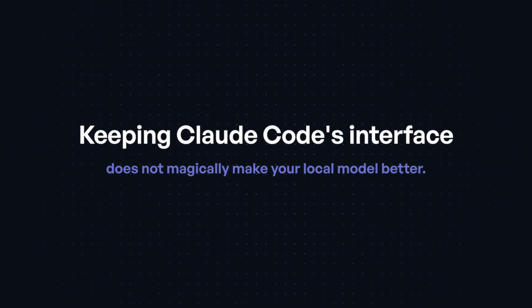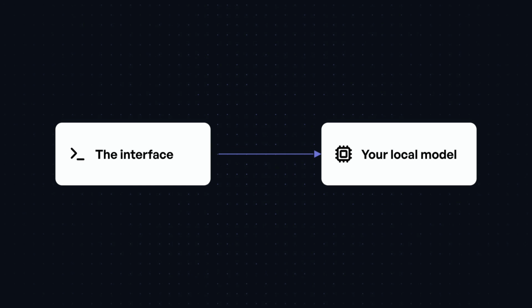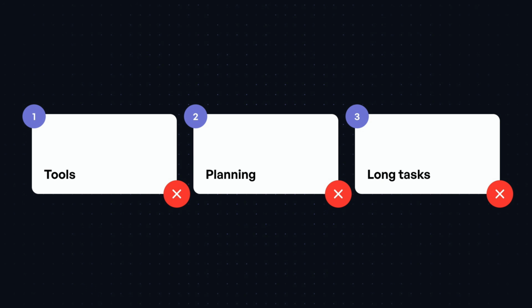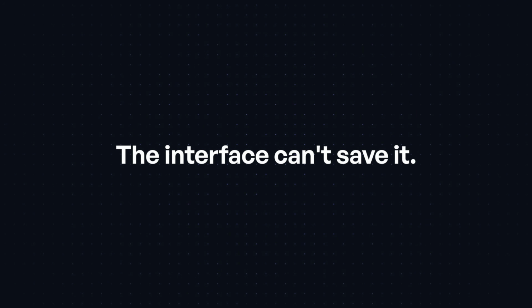With this setup, those jobs can go somewhere cheaper, like I said, somewhere completely free, and you can save the stronger models for the moments where you actually need it. Now, keeping Claude Code's interface does not magically make your local model better. If the model struggles with tool splitting or long tasks, the nice interface that is Claude Code is not going to save it. That's going to matter in a minute or two as soon as you fire that up.